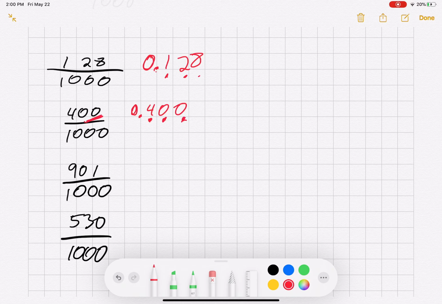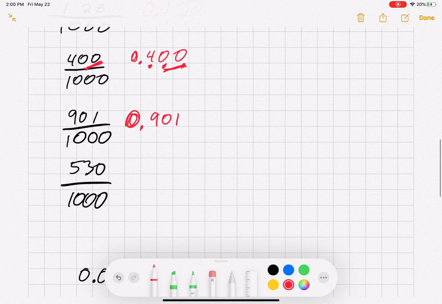If they have those 2 numbers there, you must use them, because usually that is because they've made a more accurate measurement and they need that number. 901 thousandths would be 0.901. And then I have 530 thousandths, so 0 in the ones place, 5 in the tenths place, 3 in the hundredths place, and 0 in the thousandths place.